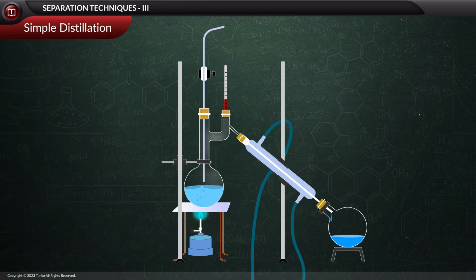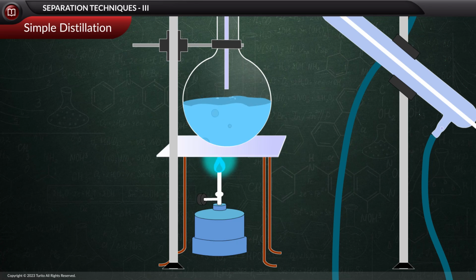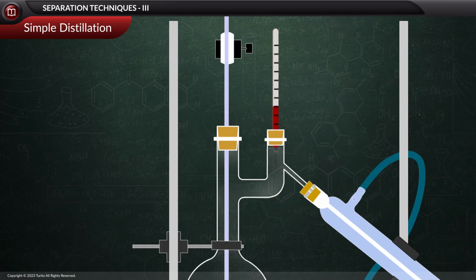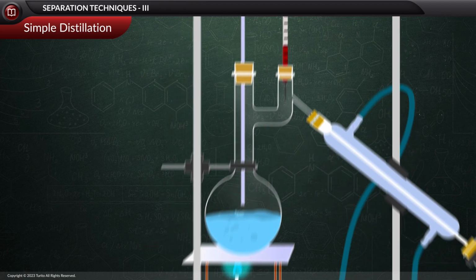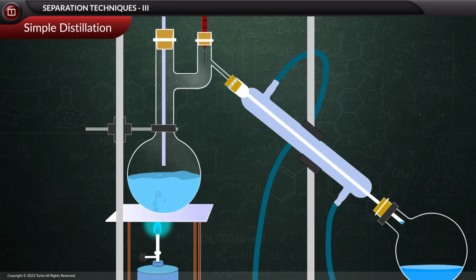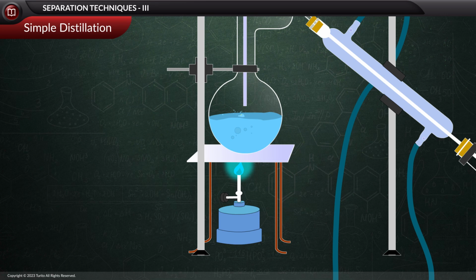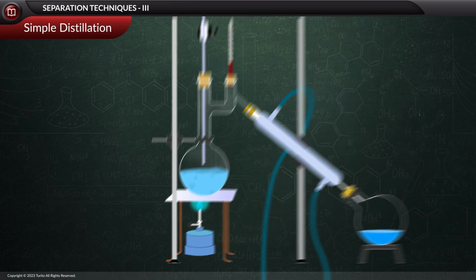Now, to start the distillation process, heat the acetone mixture slowly, keeping a close watch on the thermometer. See the acetone vaporizing at its boiling point, and then condensing in the condenser. This acetone can now be collected from the condenser outlet. On the other hand, the water is left behind in the distillation flask.